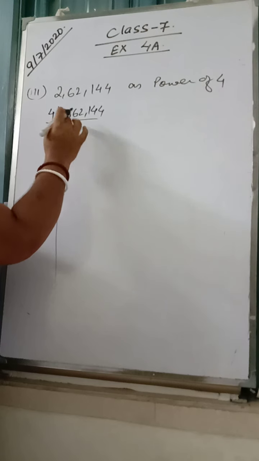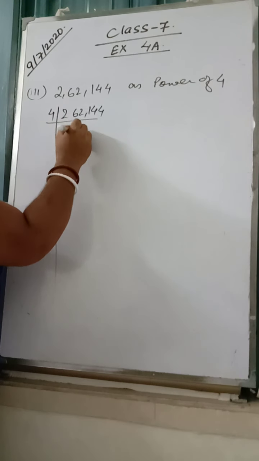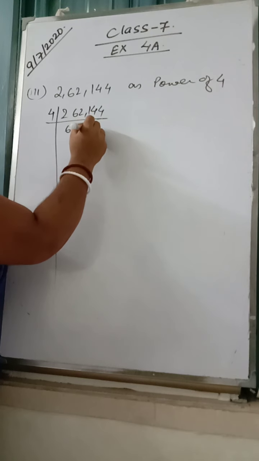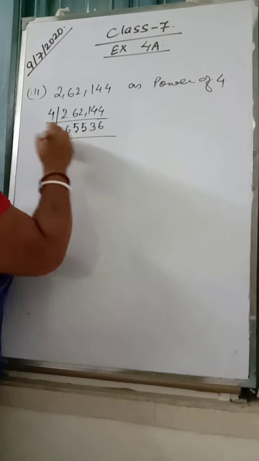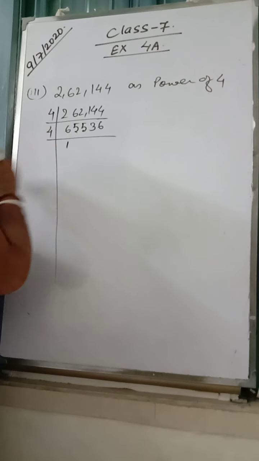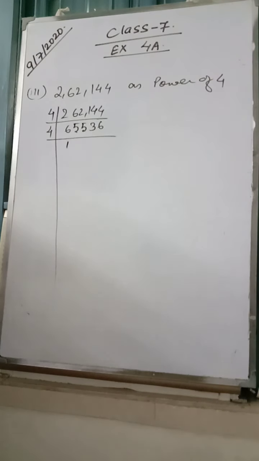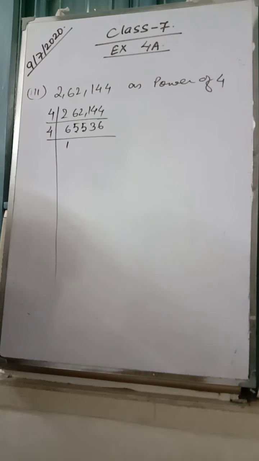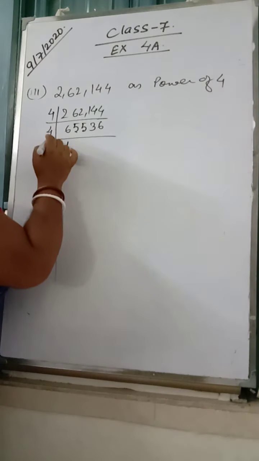4 6s are 24. 4 5s are 20. 4 2s are 8, 4 3s are 12. 4 6s are 24. Again 4 1s are 4. See, you can break it with 2. You will ask me, ma'am, why are you starting with 4? Because they have asked in the power of 4. So we are doing with 4.